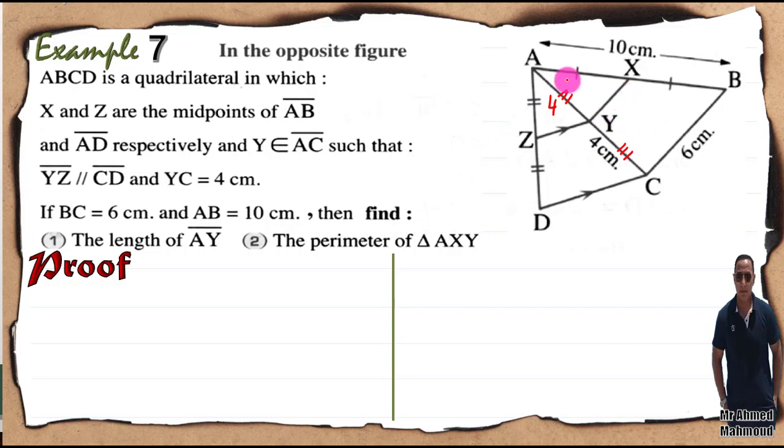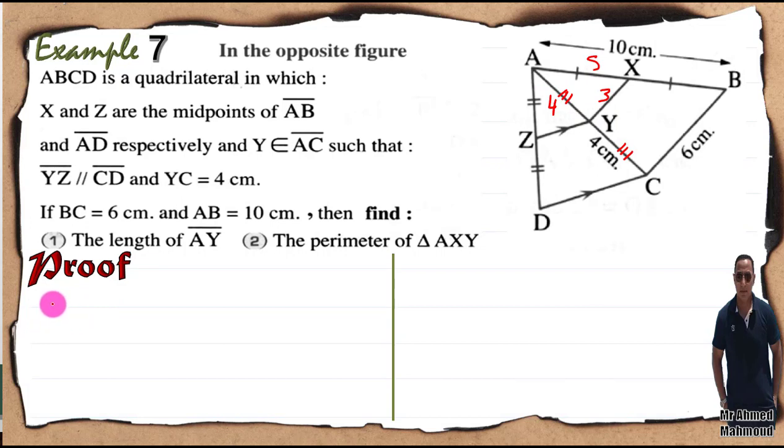In the second triangle, ABC, X is a midpoint and Y is a midpoint. Therefore, XY parallel to BC and XY half BC, so it is equal 3. And X is a midpoint of AB, so AX equal half AB equal 5. So the perimeter equal 5 plus 3 plus 4 equals 12 centimeters.